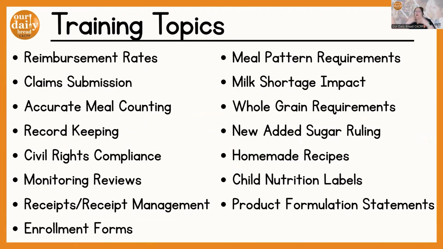And so we'll now jump into the training topics of the day. We're going to be covering what I like to call the CACFP A to Z. So it's all about reimbursement, claims, record keeping, civil rights, monitoring reviews, receipts, enrollment forms, milk, meal patterns, grains and sugars. All of those things we'll be covering today because they play such an important and vital role in CACFP compliance, and most of these things have a hand in your reimbursement.